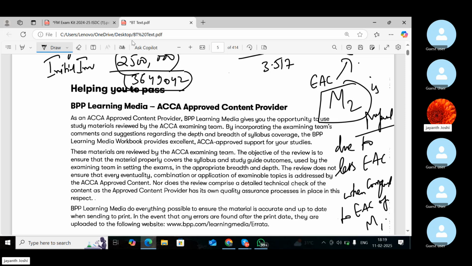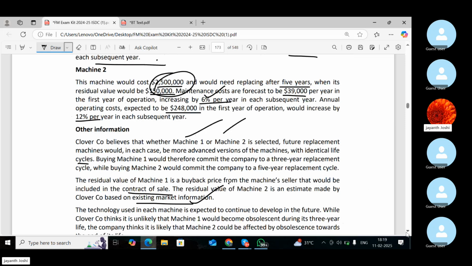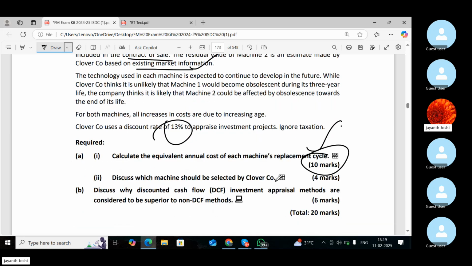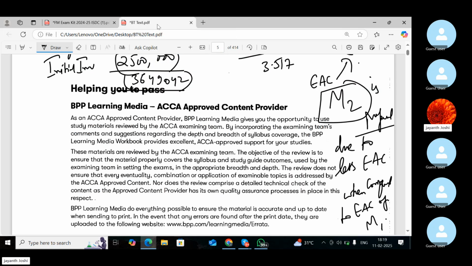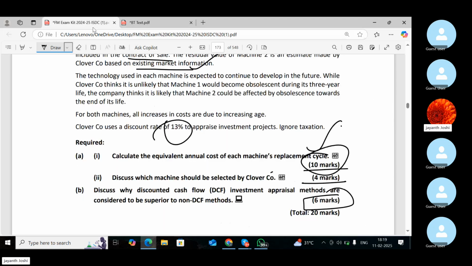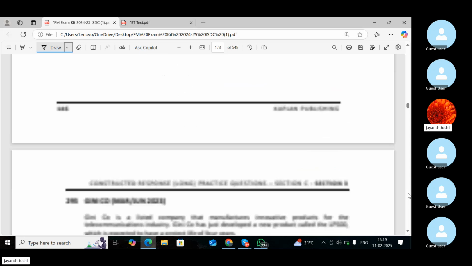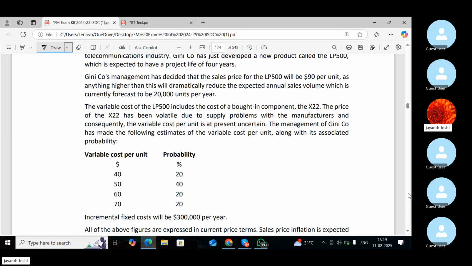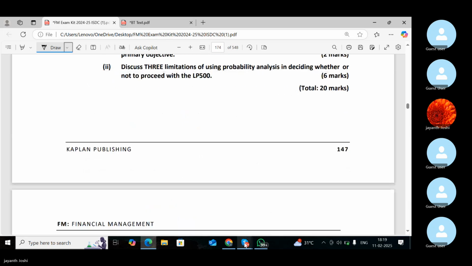Okay, so this is the practical part. Now coming to discuss which machine should be selected by Clover. 4 marks covered, 10 marks covered, 6 marks, discuss why DCF, that you should be knowing. Okay, so we have done the discussion many times in the class. So with this, we have done this Clover company question also. We will continue the next questions tomorrow. Okay, thank you.